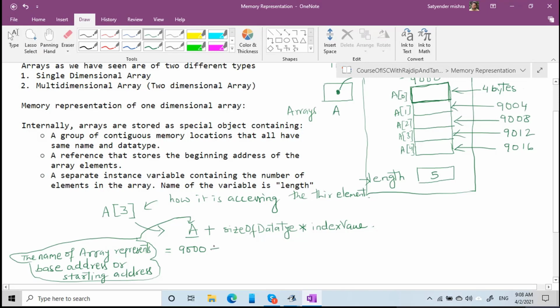So base address plus size of data type, which is 4, and I want to access the value of 3, right? So I will put here 3. So my answer is 9,000 plus 12, which is equal to 9,012. This calculation is done automatically by the Java runtime environment, right? This address is 9,000. So you can access this cell, right? You can access the cell number 9012 to access the information stored over here, right?